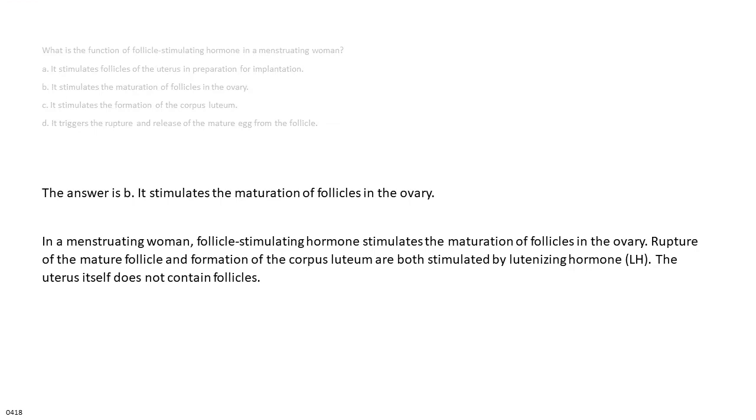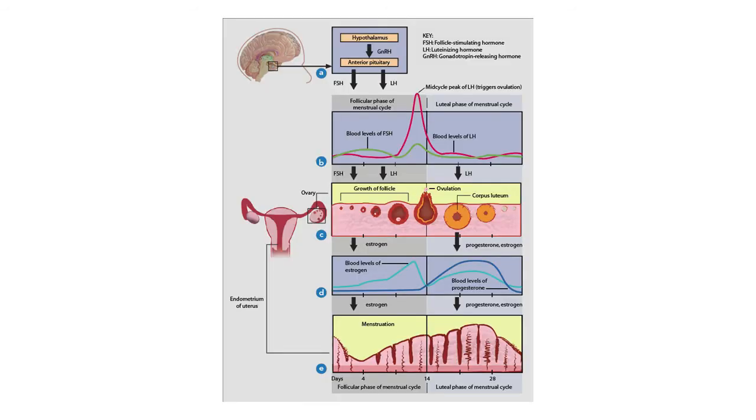The answer is B. It stimulates the maturation of follicles in the ovary. In a menstruating woman, follicle-stimulating hormone stimulates the maturation of follicles in the ovary. Rupture of the mature follicle and formation of the corpus luteum are both stimulated by luteinizing hormone, LH. The uterus itself does not contain follicles.